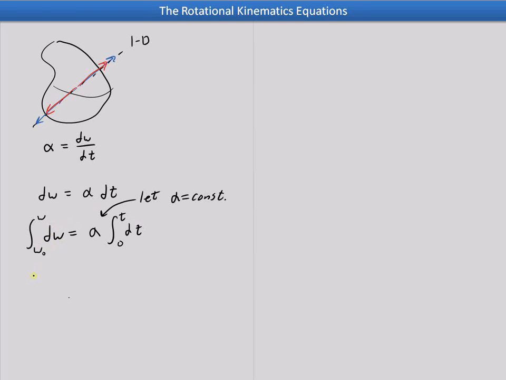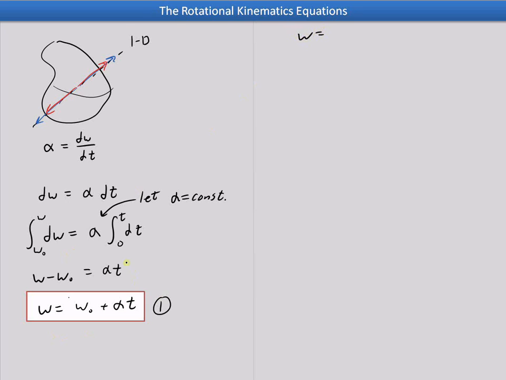The left-hand side becomes omega minus omega naught. The right-hand side becomes alpha t minus 0. And that tells us that the angular velocity at time t is equal to the initial value of the angular velocity plus alpha times t. Let's call that equation 1. But we need more than that. There are more than that.